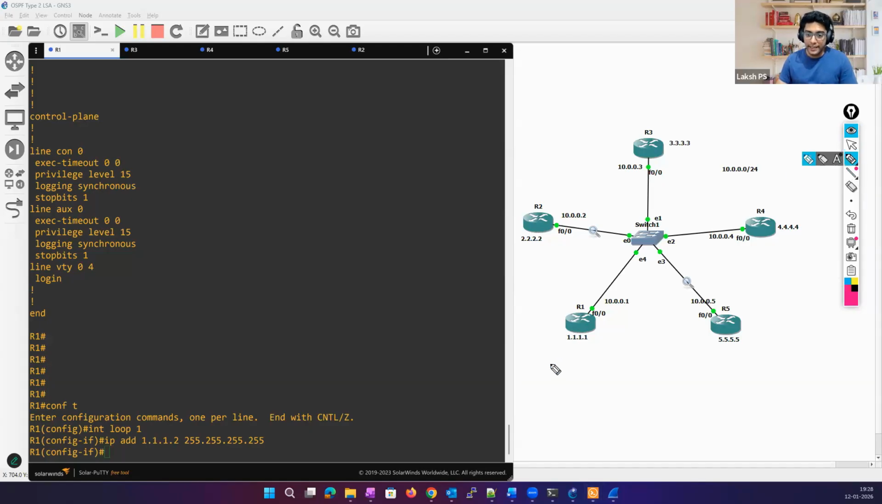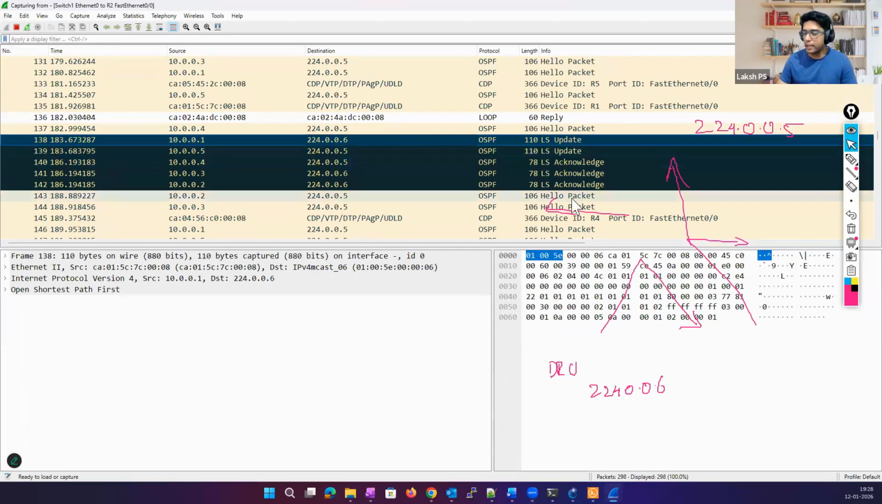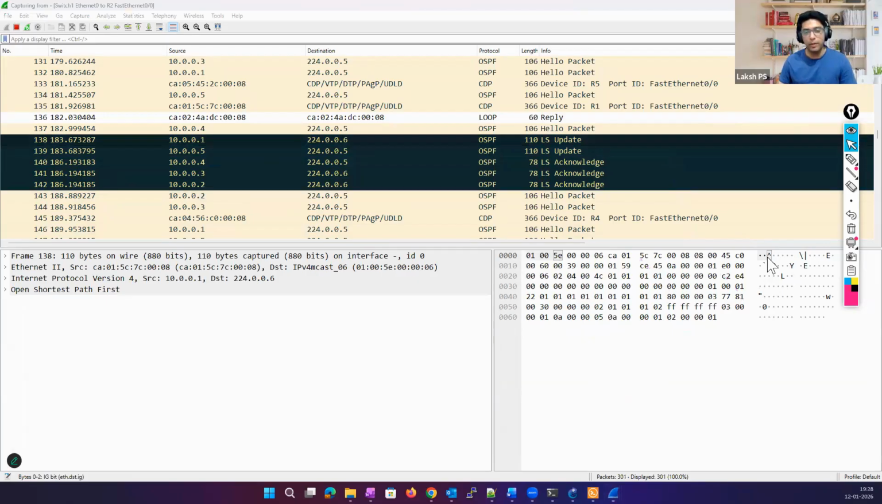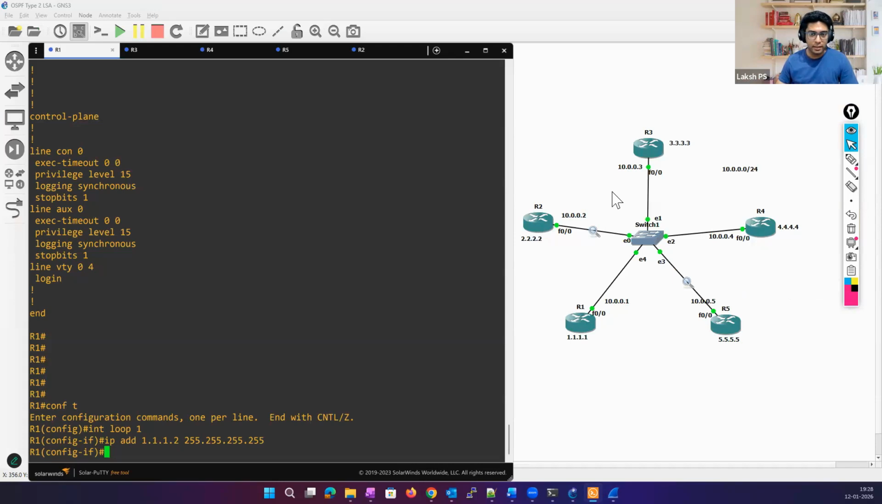So a DR other router will share the information only with the DR at the multicast address of 224.0.0.6. Then the DR will share this information with all the other routers in the network at the multicast address of 224.0.0.5. Now you may ask, what is this information? LS update, LS acknowledgement. As I said, we will talk about this probably in the upcoming OSPF session, not today.